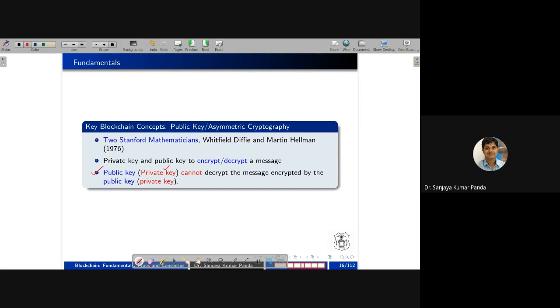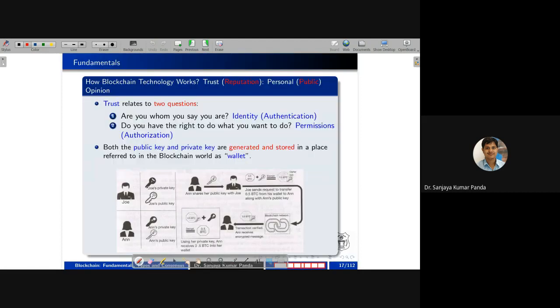Now there is another important component in the blockchain, how this network actually works. We say non-trusted party, right? We don't know whether a third party is a trusted party or not. So while we talk about trust and reputation, trust, you can trust a particular person, or you cannot trust a particular person.